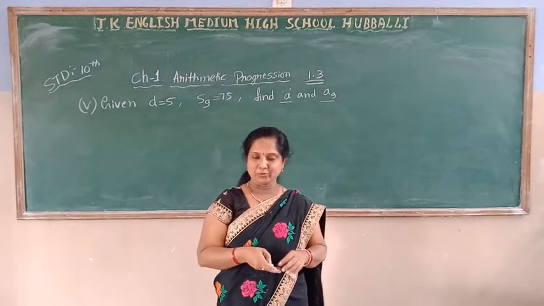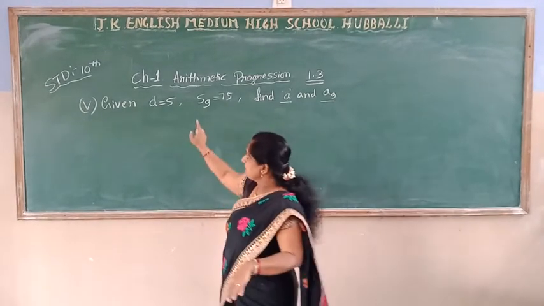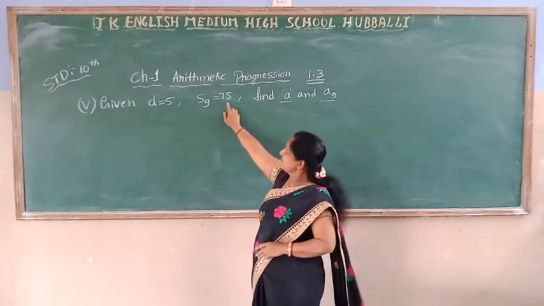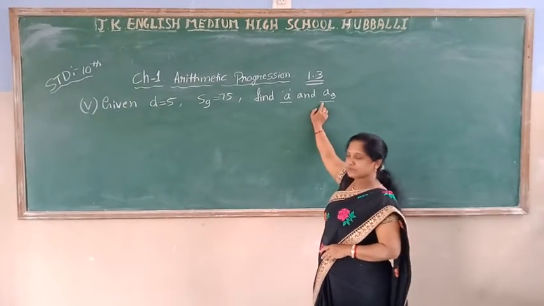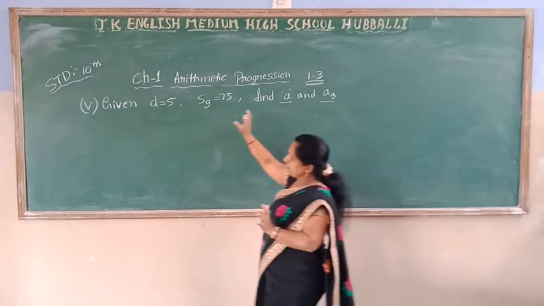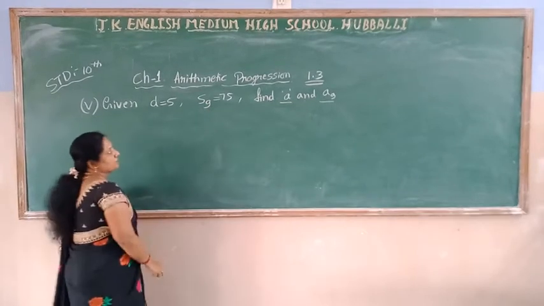Now I am going to solve the 5th sum. The question is given: d value is equal to 5, the sum of 9 terms is equal to 75. Find a and a9, the 9th term of this AP and the first term. When you observe this question, you want to know the sum of 9 terms is equal to 75.